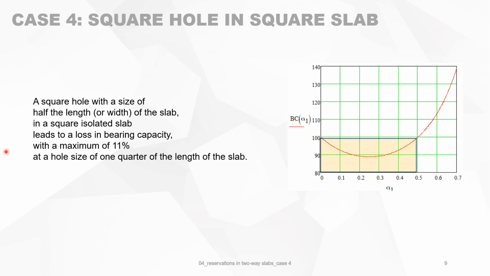So to conclude, it is the graph with this zone: a square hole with a size smaller than half the length or width of the slab in a square isolated slab leads to a loss in bearing capacity with a maximum of 11% at a hole size of 1/4 of the length of the slab, which is that point.